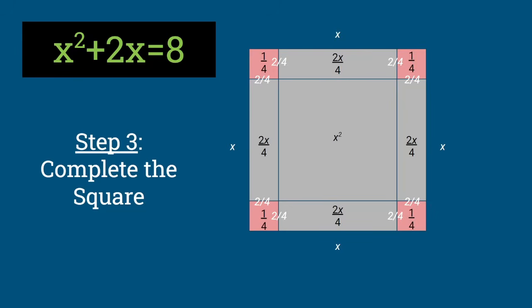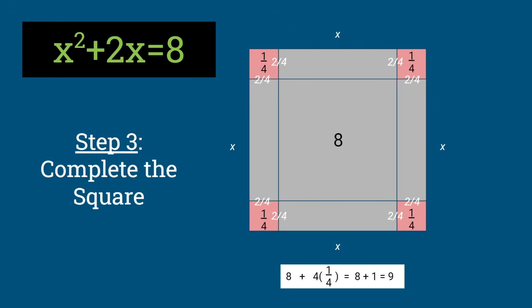Now we know the area of the gray section is equal to 8 based on our equation. And if we wanted to find the area of the bigger square, that includes the pink areas, we would just need to add the area of the gray sections with the area of the pink sections. So 8 plus 4 sections of 1/4 each would be the same as 8 plus 1, which equals 9. The entire larger square's area is equal to 9. Therefore, each side of the larger square should be 3.